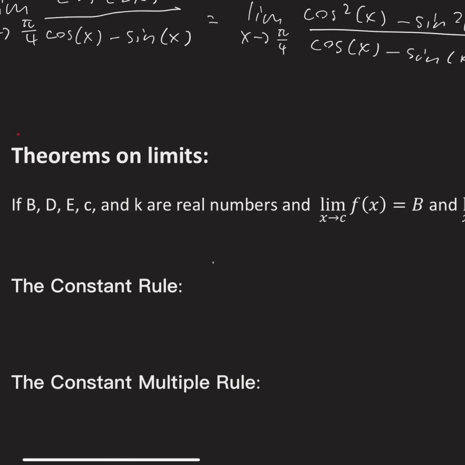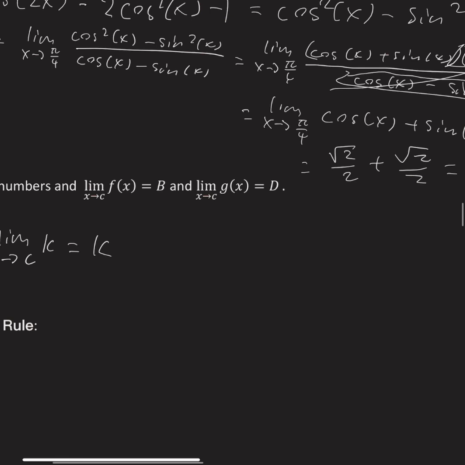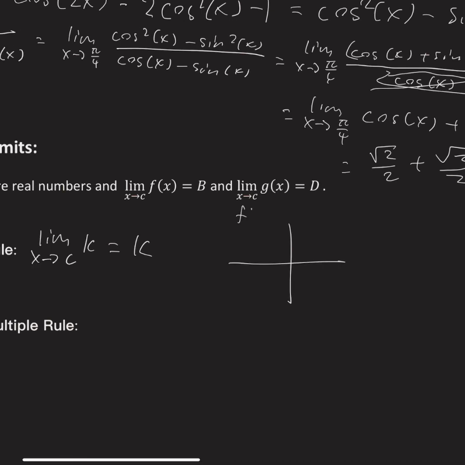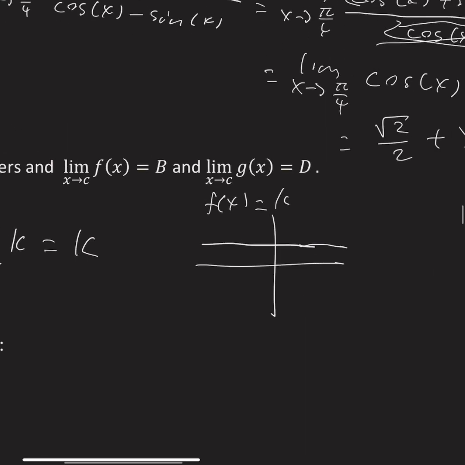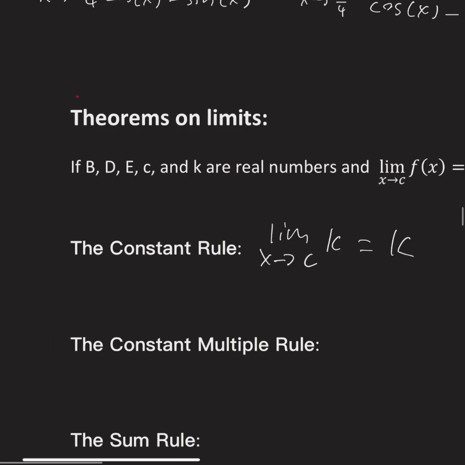This happens if we're taking the limit as x approaches some number c of a constant k, which gives us k. Because when we have the graph of f of x equal to some constant k, it looks like a straight horizontal line. And because this graph is continuous, at any point f of x is always equal to k.